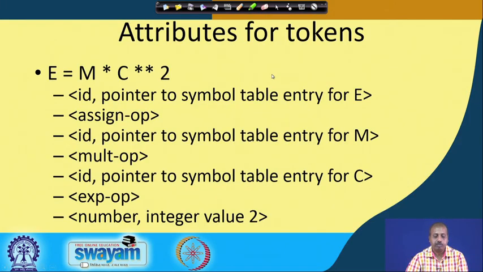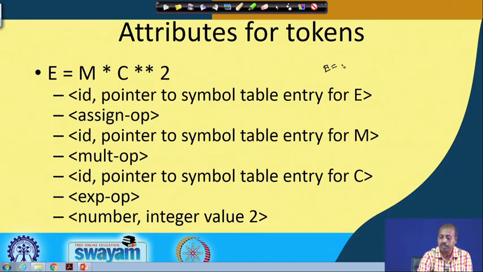Like, when I am talking about attributes of tokens, suppose this particular string appears in my program: E equal to M C square. So M into C star star 2, this whole thing appears in the input program somewhere. The lexical analysis tool will start scanning. When the parser has asked it to return the next token, at that point the lexical analysis tool might have seen up to this much in the program.